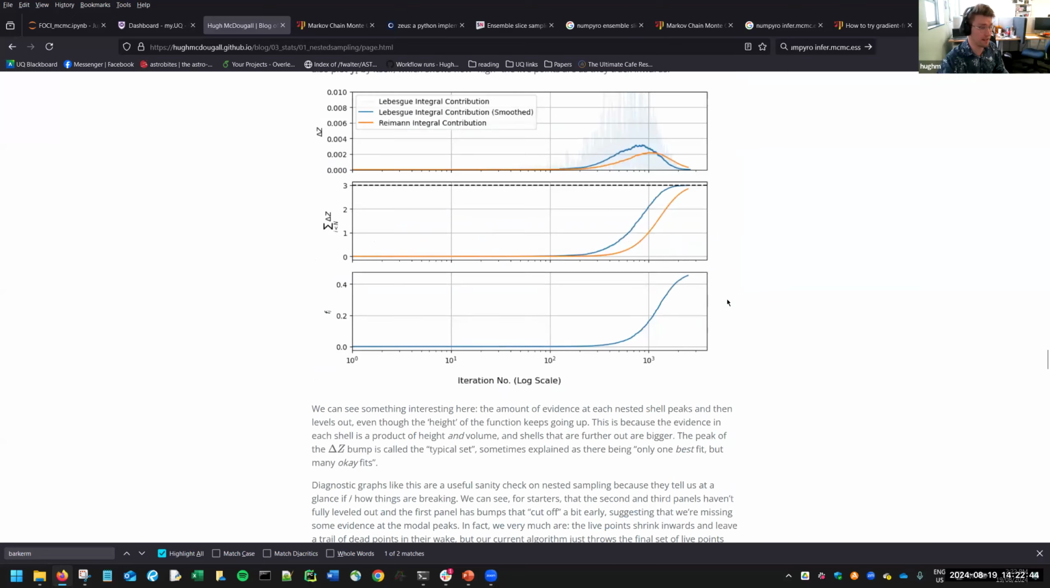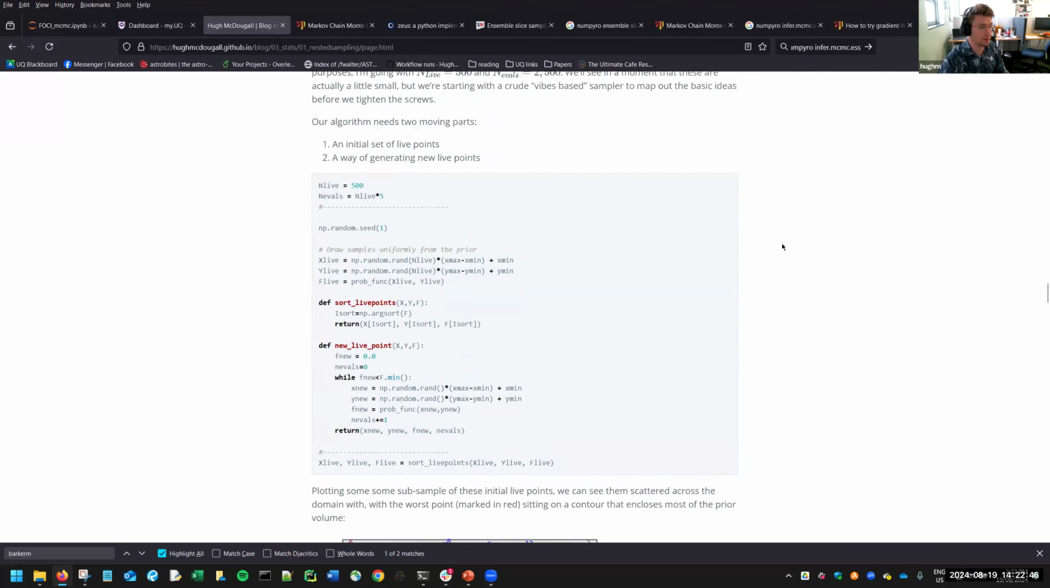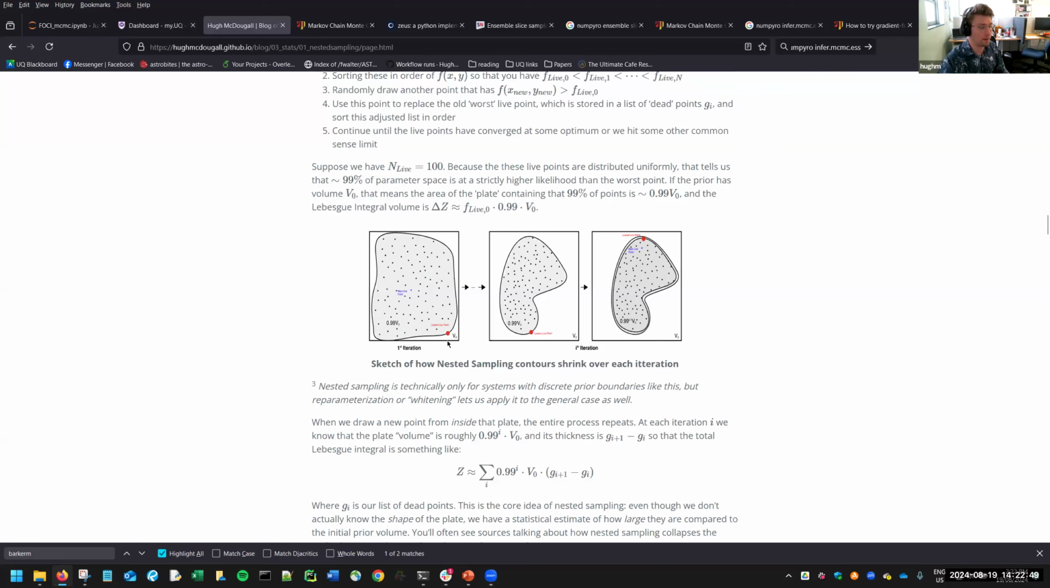The complexity of nested sampling is that part where you remove the old point and replace it with a new one. That is a deceptively complicated problem, which is why there's a lot of work going on in how to do that efficiently in high dimensions and with many shapes.